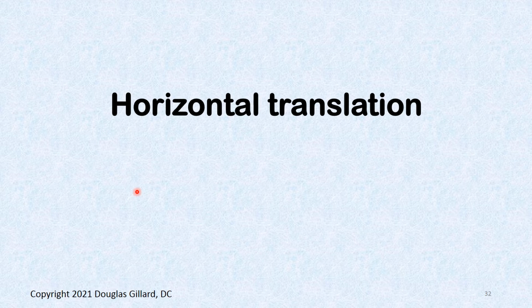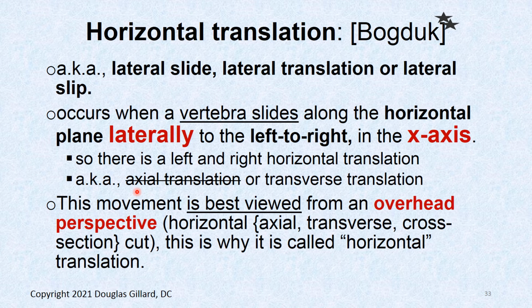Let's look at horizontal translation. So this is a slip, but now we're changing our view. We're going overhead to look down, and this is a slip to the side, to the right or to the left. And you just have to remember that. Horizontal translation is viewed from an overhead view, and it's a slip to the side. Okay, it's a translation to the side.